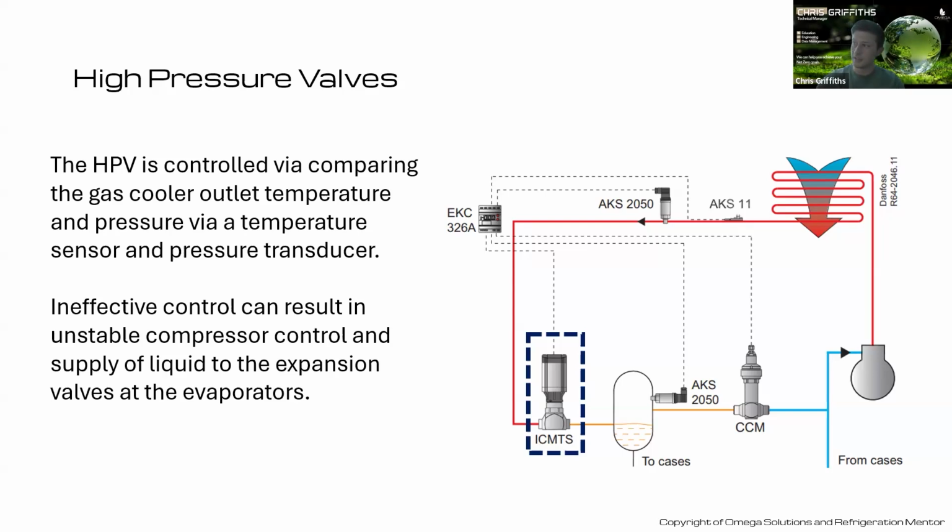So on the right-hand side, we'll see with this EKC controller, you'll have the ICMTS and it'll also have the CCM valve there, our flash gas bypass valve, talking to each other, which will also then relay back to our compressor. So it's all interlinked. Many control manufacturers out there. We've got the likes of Danfoss and Carel. They've been doing this stuff day in, day out for 10 plus years now. They've got this stuff pretty well nailed. As long as you follow their strategies, you should be fine.